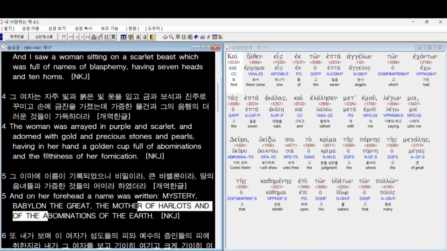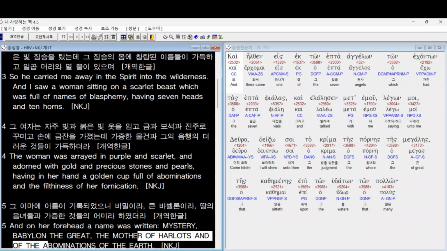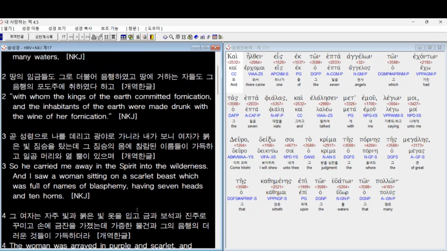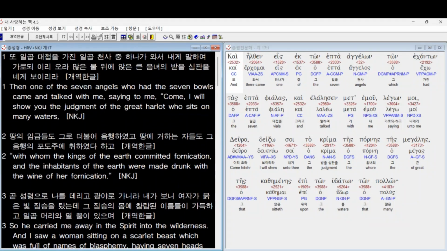So she is sitting on the beast. She's the mother of harlots. And then she has the many knowledge and many thoughts.